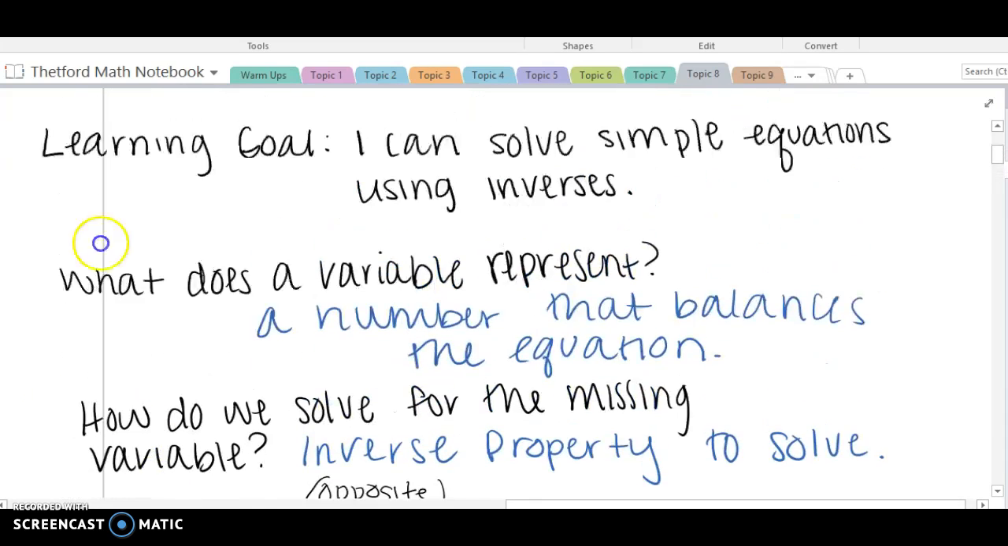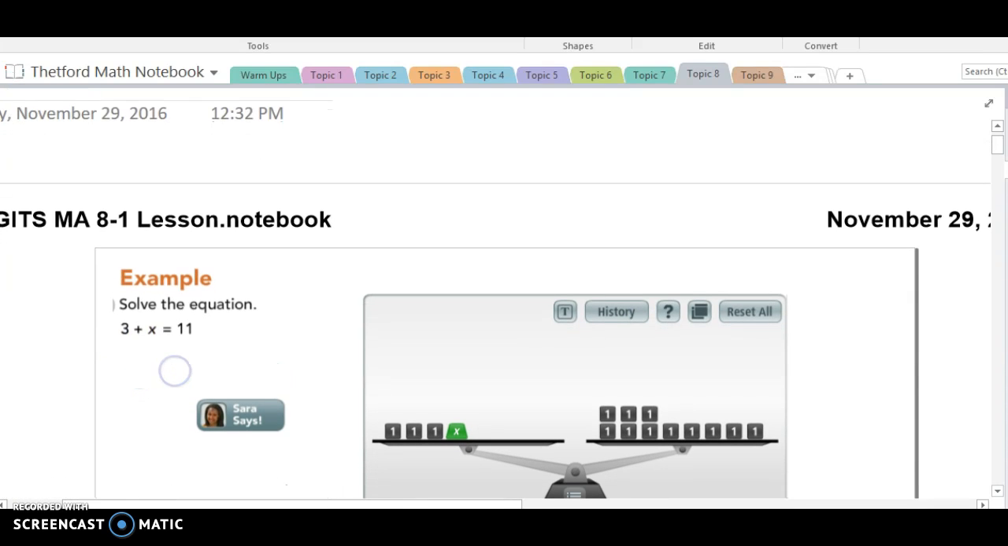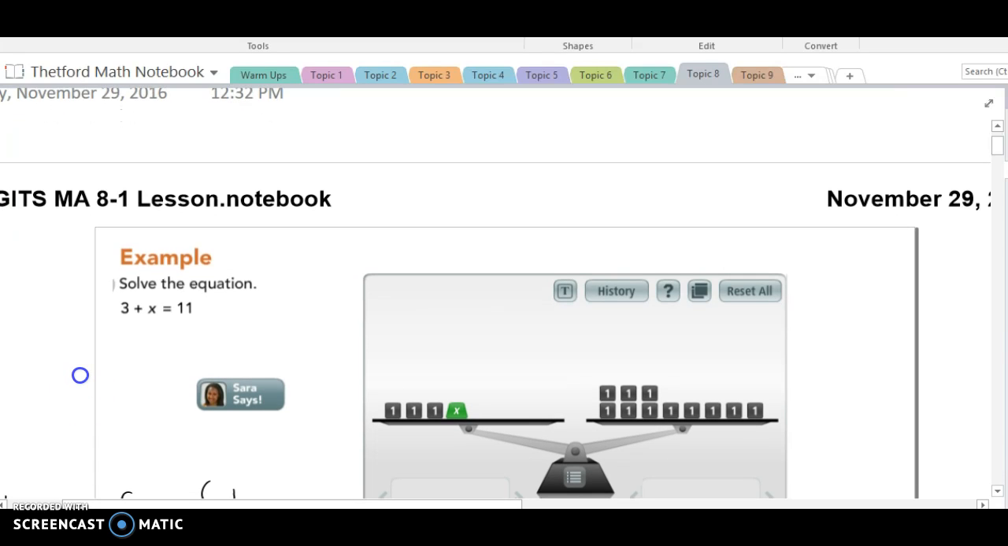All right, so let's get started. Our first example is 3 plus x equals 11. You'll notice we have this balance beam, and we are trying to balance this equation. We're trying to see, what plus 3 will give me 11? Sometimes you can do it in your head, but I want you to get used to showing your work, because if you don't, it'll be harder when we start getting into multi-step equations.